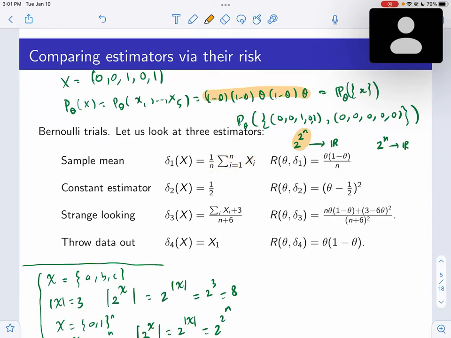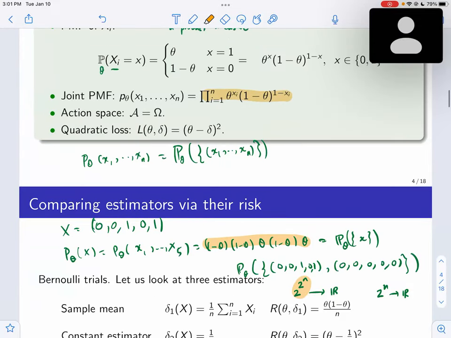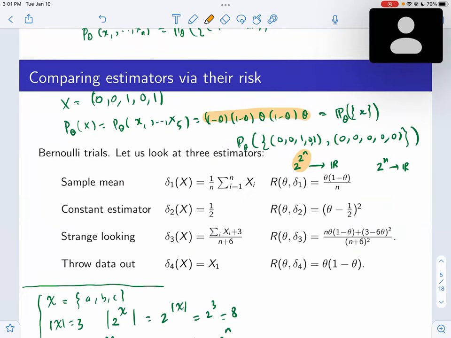We're going to calculate, and you can calculate the risk. So the risk is specified by the loss. This is called quadratic loss, or squared error loss. Once I specify this, you can calculate under this model the risk of delta 1. It is going to be theta times one minus theta over n.